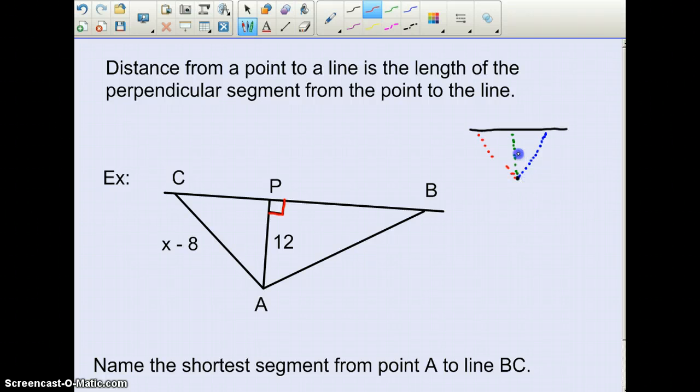So if you notice, the shortest one here is going to be that perpendicular segment to the line. This green dotted line is going to be a lot shorter than that blue one or the red one. So the shortest distance is a straight line, but more importantly, it's the perpendicular line between that point and that segment that's going to be the shortest.